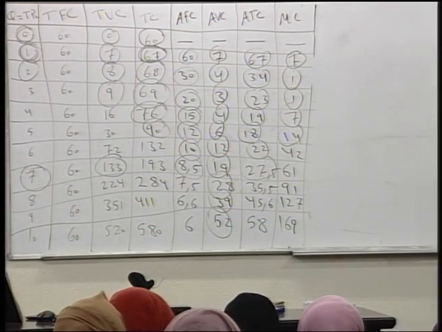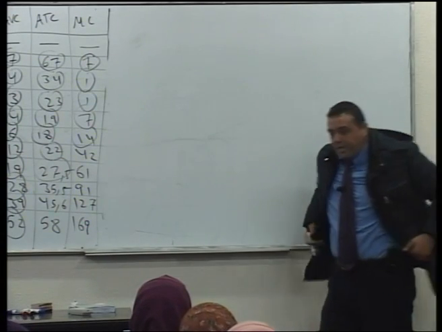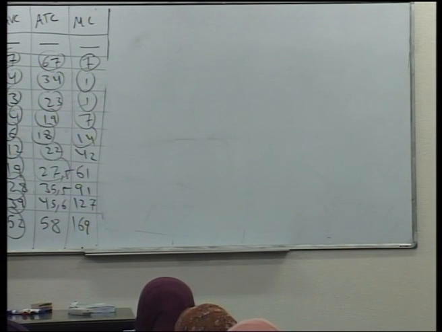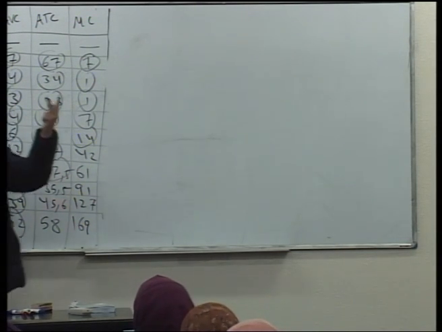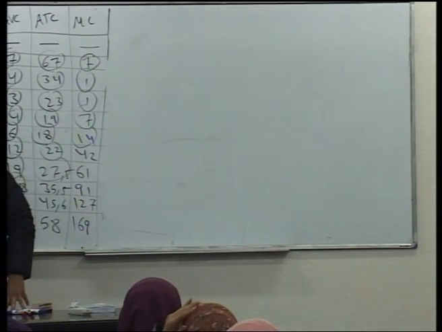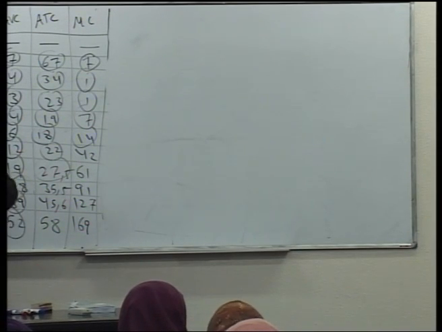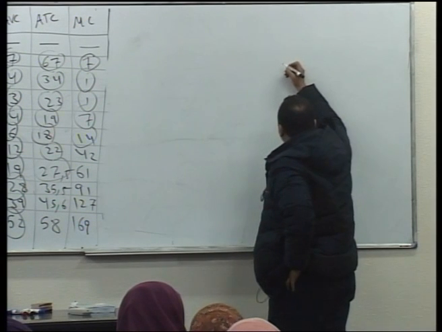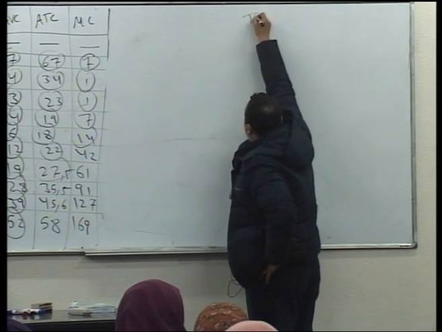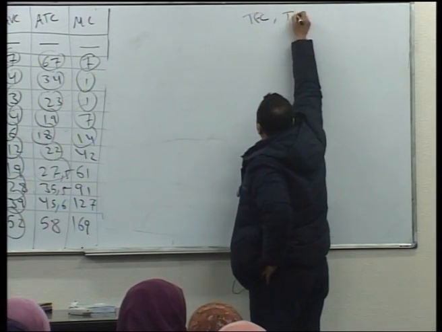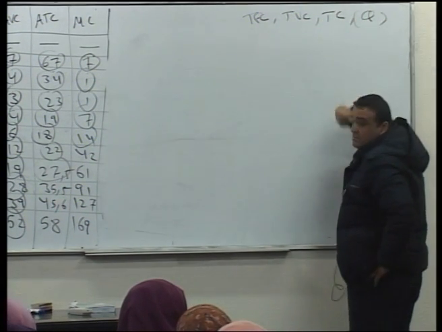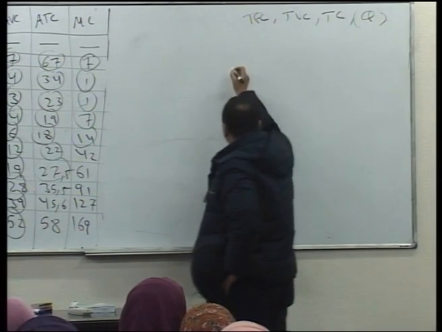Now we are gonna study the relationship between the total cost, total variable cost, total fixed cost, and the quantity. Here we are talking about the totals approach, right? So we are gonna study the relationship between total fixed cost, total variable cost, total cost, and the quantity.